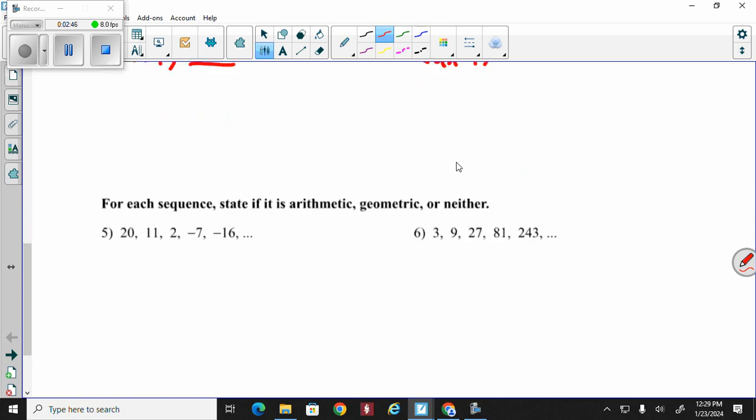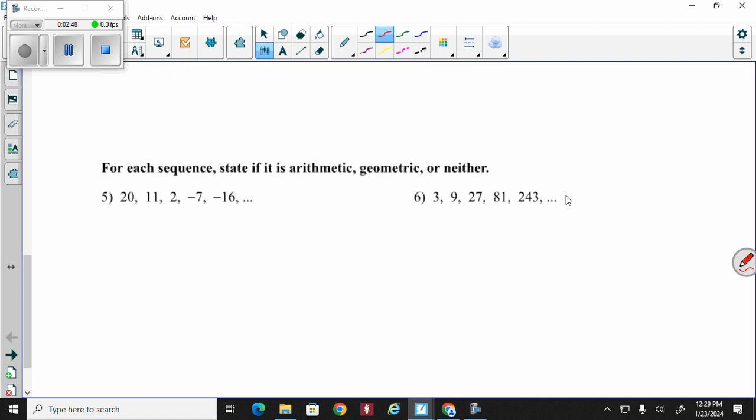All right, for each sequence, state arithmetic, geometric, or neither. Arithmetic means I'm adding, geometric means I'm multiplying, and neither is neither. So 20 and 11, nothing I can multiply 20 by gets to 11, so I obviously know it's not going to be geometric. So let's see, that's 9, that's 9, that's 9, that's 9. I'm just subtracting 9 every single time, so that's going to be arithmetic.